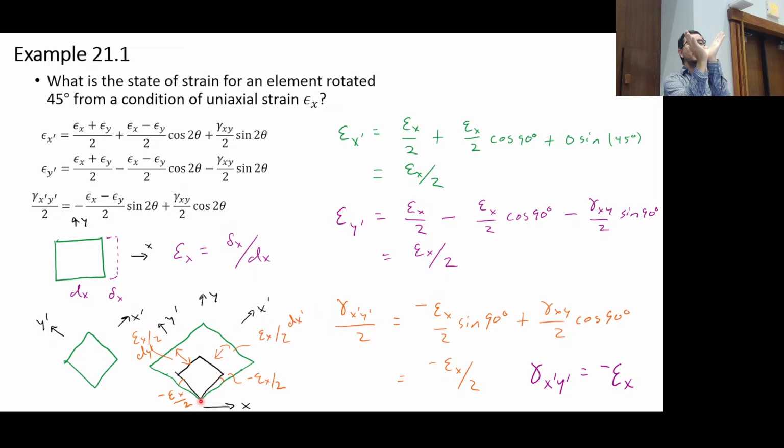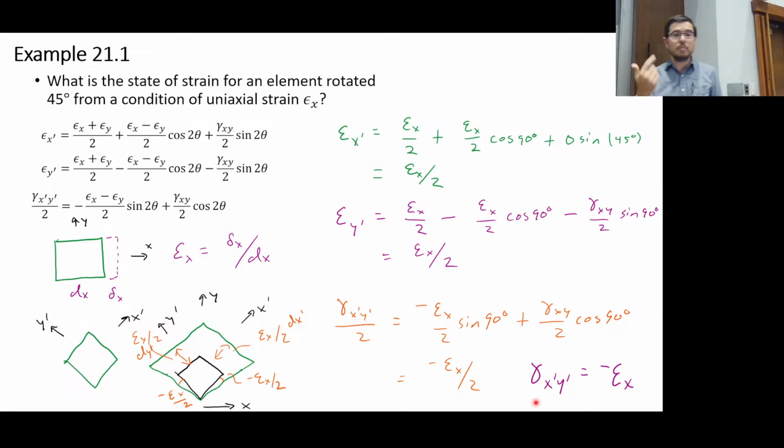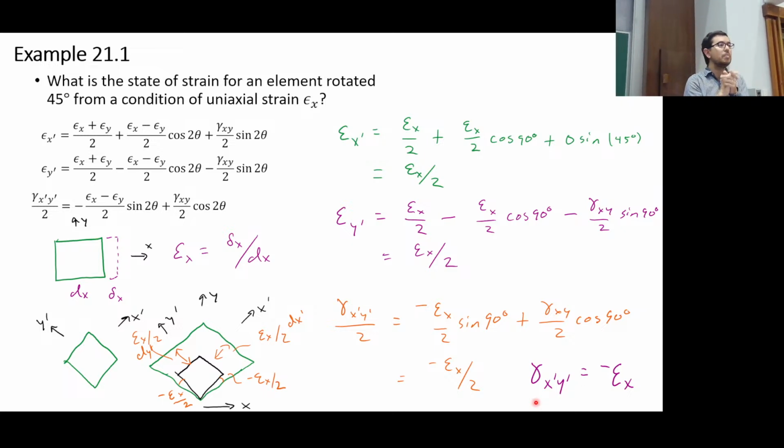Okay, here we go. It went from this to this. All right, do we see that? Because it's negative. Remember when we said it was positive, it would go like this. Negative, it opens up. So that's what I'm trying to demonstrate with my very bad drawing, that gamma x prime y prime is equal to minus epsilon x, and it's opened up. Any questions on this?